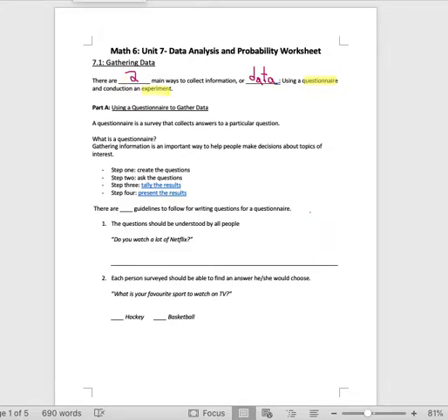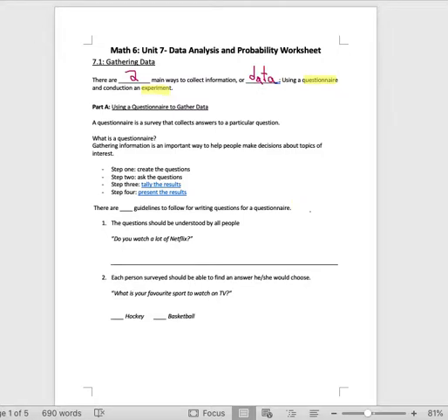The first one is a questionnaire. A questionnaire is a survey that collects answers to a particular question. You're gathering information, and it is an important way to help people make a decision about the topics of interest. The first thing that you need to do is create the question. There are 3 guidelines to follow when you're writing your questions for your questionnaires. First, the questions need to be understood and specific.